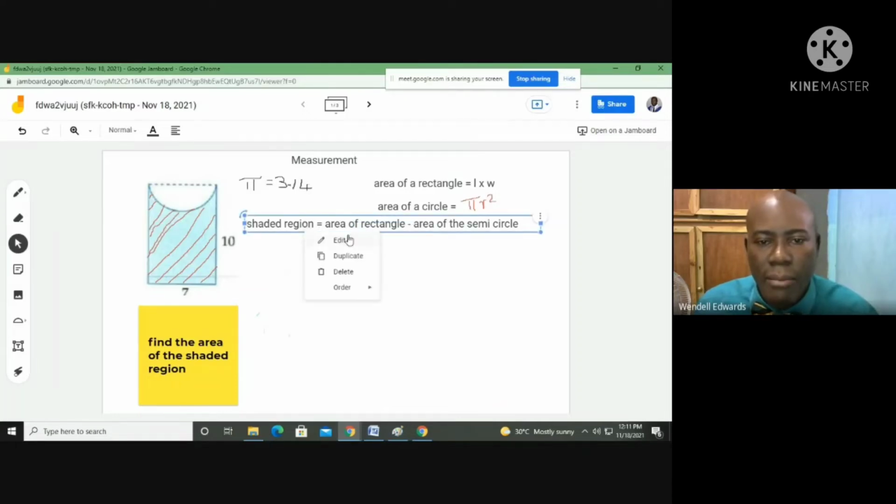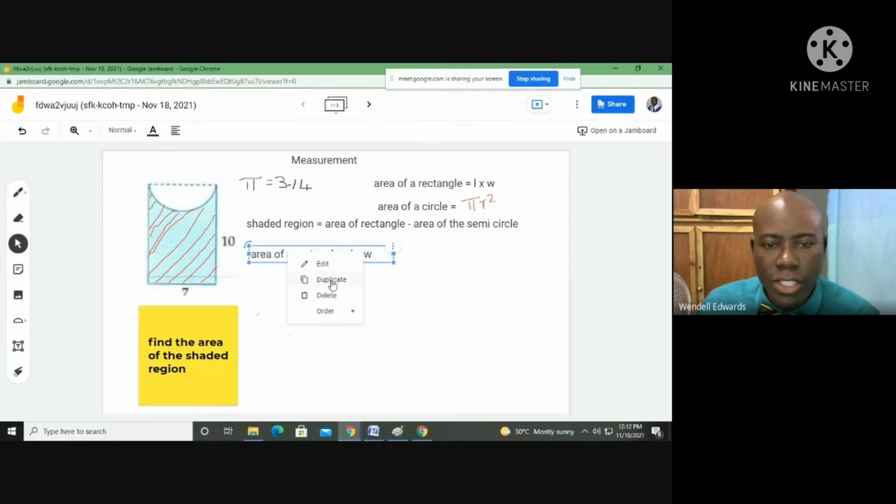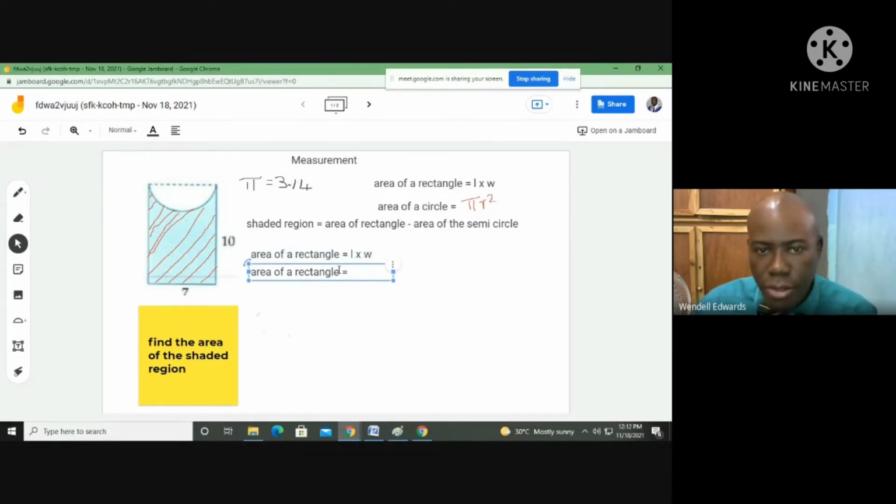So let's put together some mathematics now. Make a duplicate of this quickly. Put it down right here. So the area of the shaded region, in terms of numbers, we're talking about 10 times 7, and we're getting 70. Right, so we're getting our 70, and we're just going to say square units, because they never gave a measurement on that.